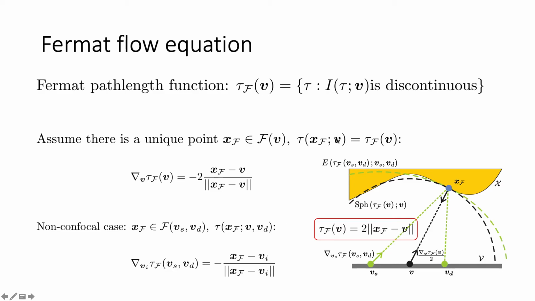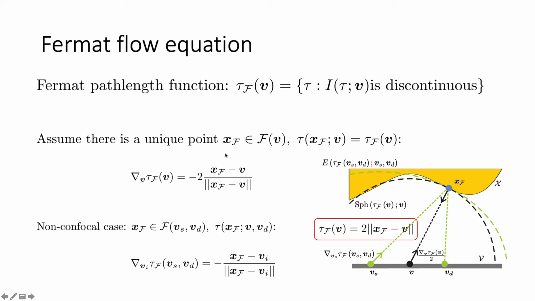As each transient I can be discontinuous at more than one path length, tau fv is a multi-valued function. Consider a branch of the Fermat path length function tau fv evaluated at visible surface V.